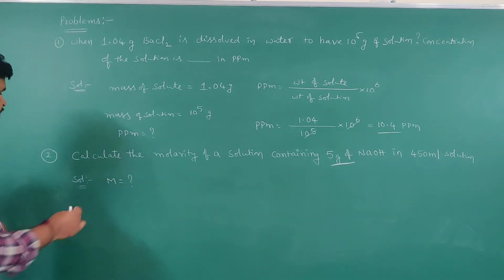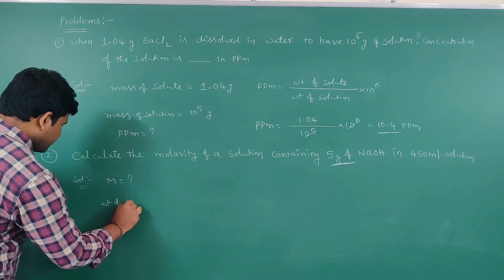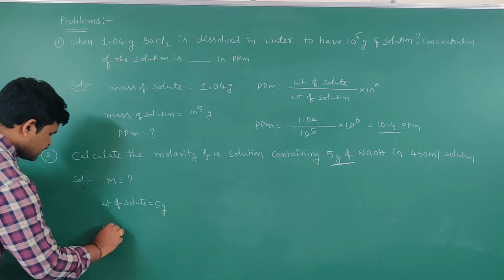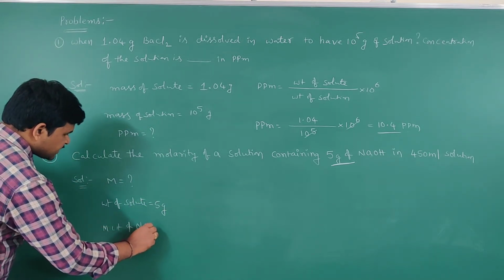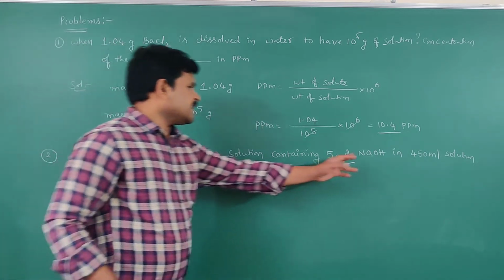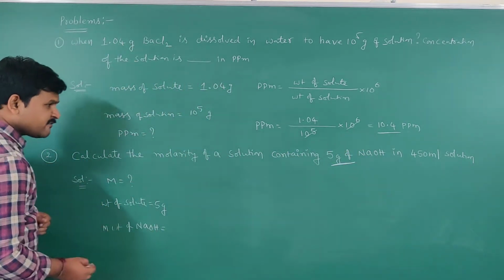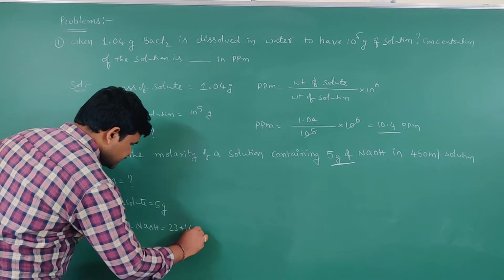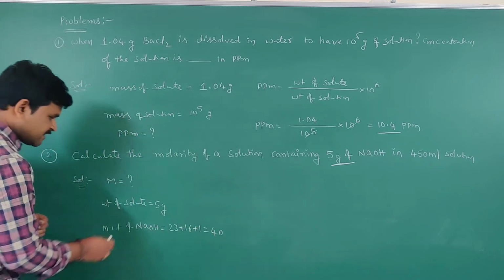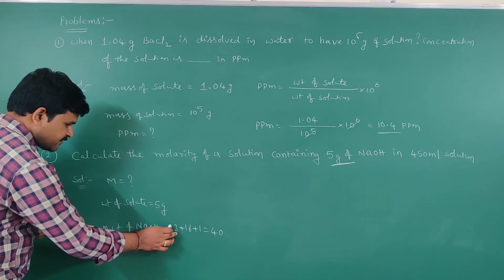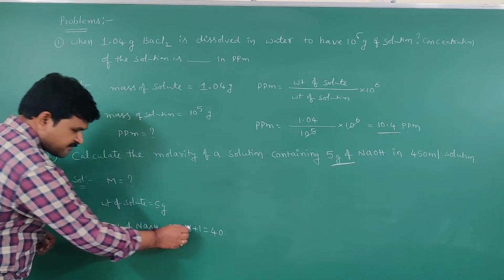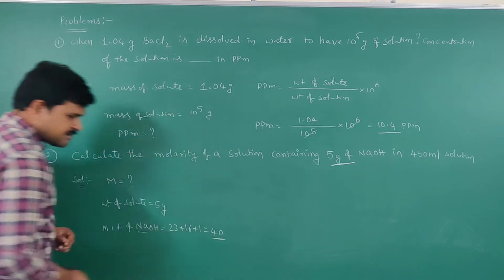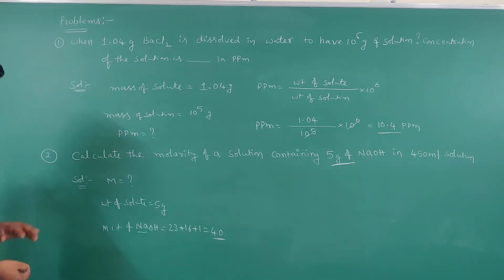So what is solute? Weight of solute is equal to 5 grams. Molecular weight of NaOH is equal to, what is the solute given? NaOH. So molecular weight of NaOH how much? 23 plus 16 plus 1, that is equal to 40. Why 23? One sodium we have, sodium atomic weight is 23, oxygen atomic weight is 16, hydrogen atomic weight is 1. So by adding all these we will get resultant 40. 40 is the molecular weight of NaOH.